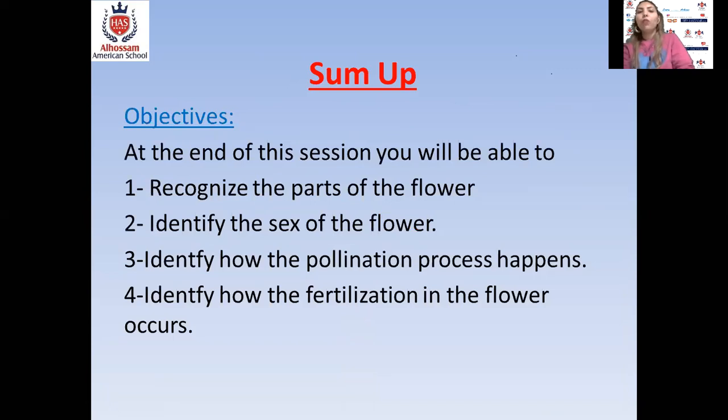Okay, and now we finish our lesson and we revise each part. We knew the parts of the flower, the sex of the flower, how the pollination process happens, and how the fertilization of the flower happens. Okay, so let's revise again. What are the parts of the flower? You can raise your hands.